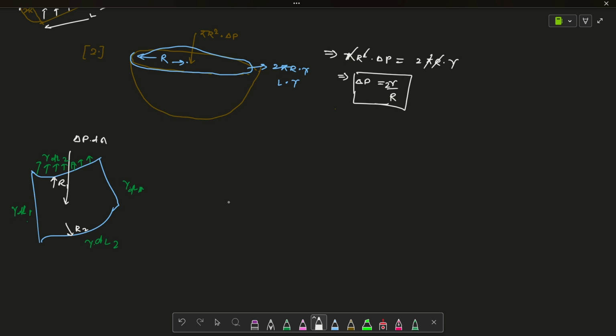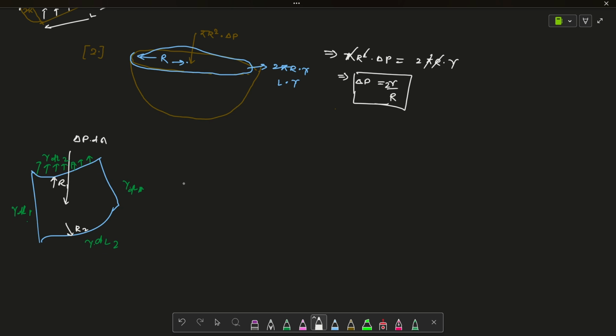We can use this result to predict the pressure inside a soap bubble, so we will discuss that. We have taken a general case of an arbitrary curved interface whose principal radii of curvature are r1 and r2. A force balance normal to the surface will show the pressure increase on the concave side.